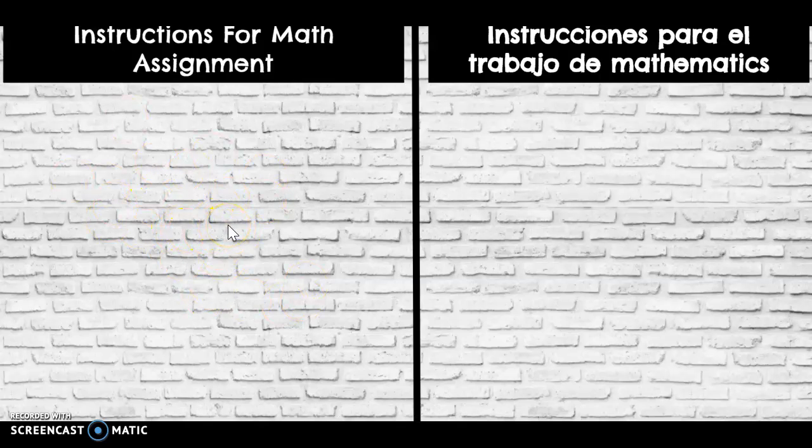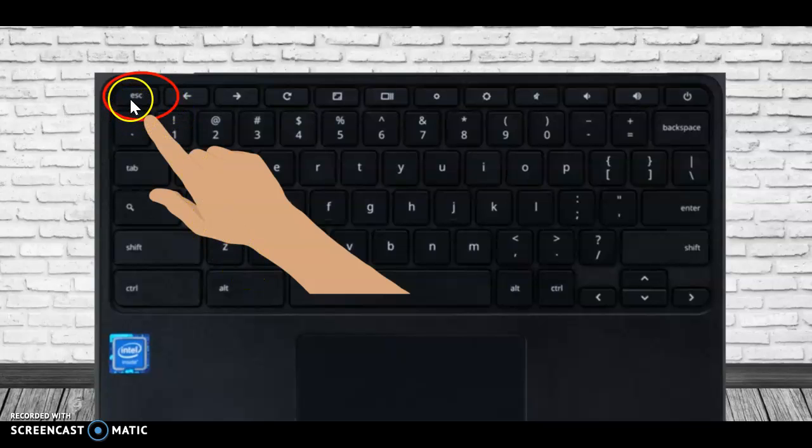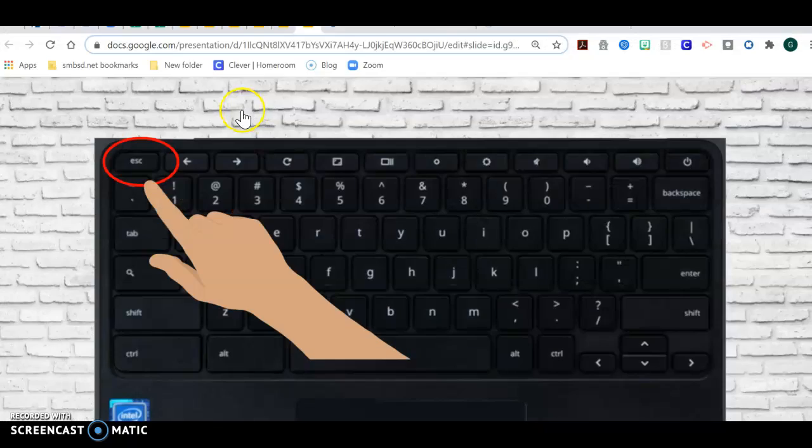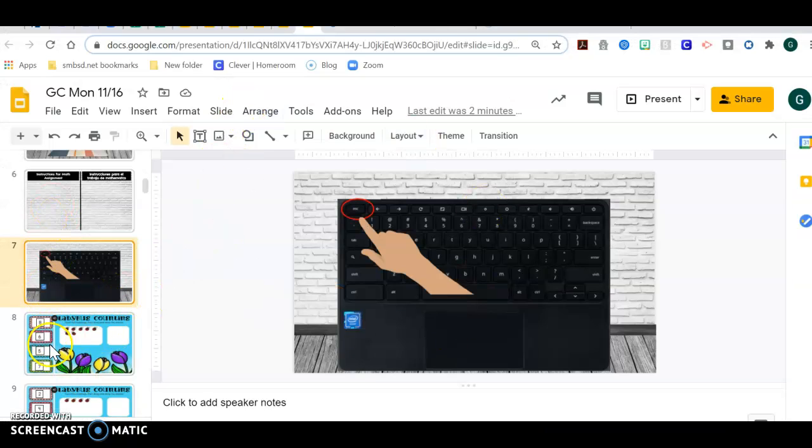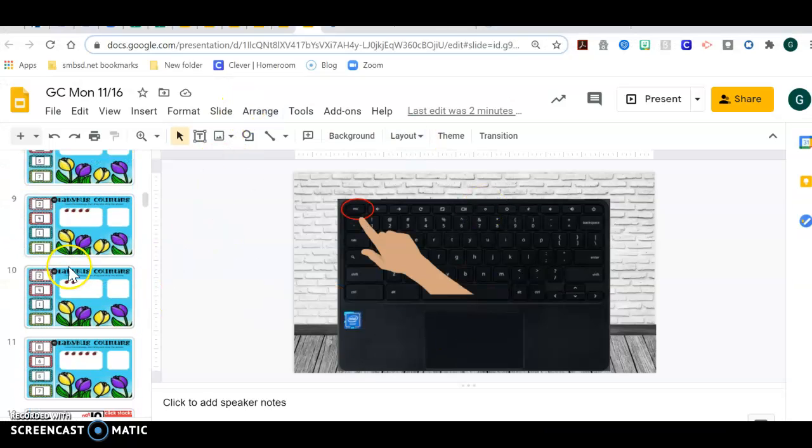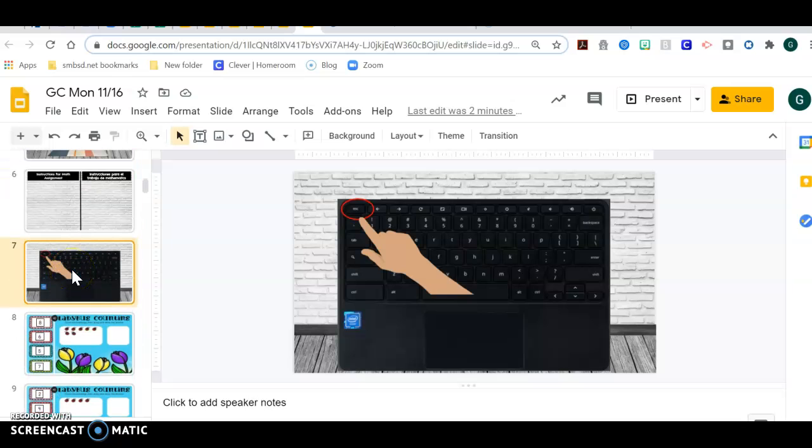So your first job, especially if you have your window open just like this, taking up your whole screen, you need to find the button that has ESC on it, the escape button. Once you click on that, it's going to open up your window and you're going to be able to see all the work that you have to do for the day.